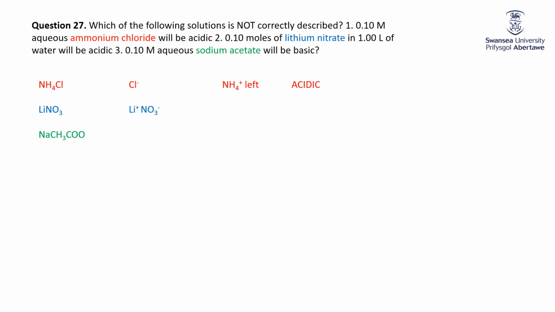LiNO3, well, lithium is a spectator ion and nitrate is a spectator ion, so there's nothing left, so it'd be neutral. And finally, NaCH3COO, that's sodium acetate or sodium ethanoate. Sodium plus is a spectator ion, so there's an anion left, which will be basic. So yes, ammonium chloride is acidic, indeed, sodium acetate is basic, but lithium nitrate is not acidic, it is neutral.